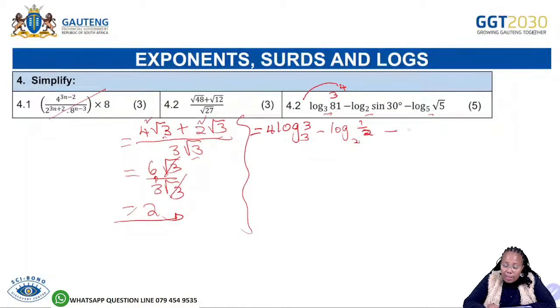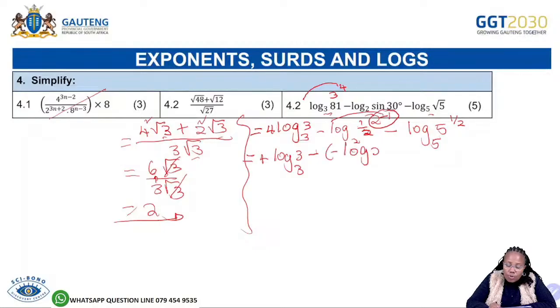And then minus log, the square root of 5 is the same as 5 to the power half, base 5. Do you see the idea around that, grade 12? We have 4 log 3 base 3 here. And then this half, we'll write it as 2 to the power negative 1. And the negative will go in front. It will be minus 1 log 2 base 2. And this half will go in front, minus half log 5 base 5.